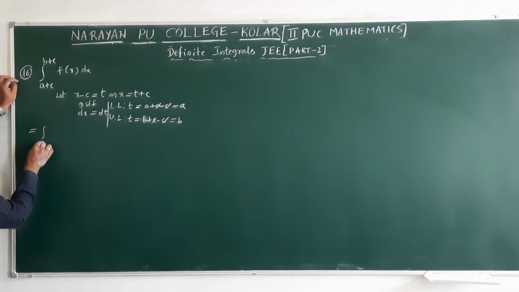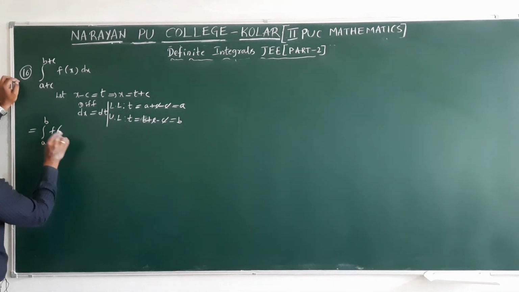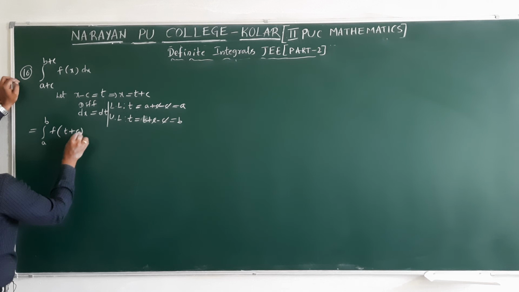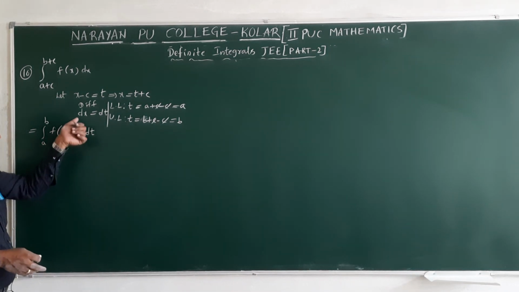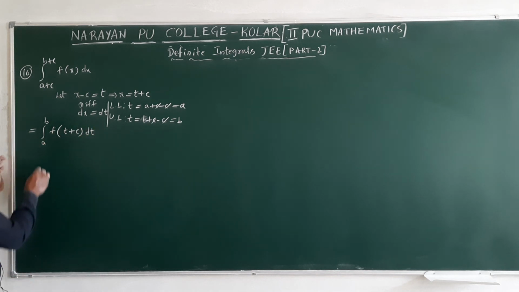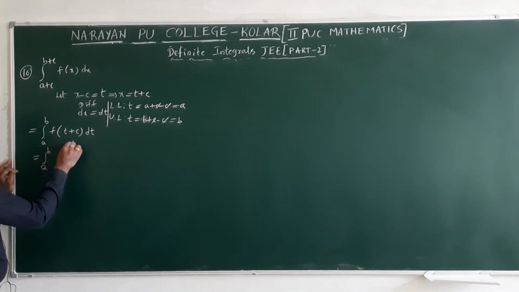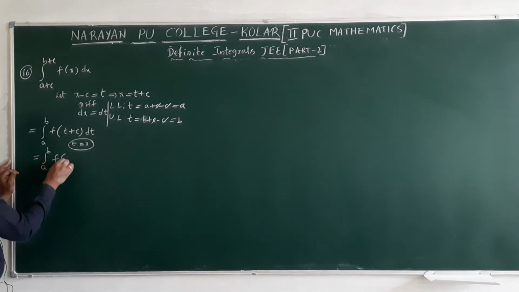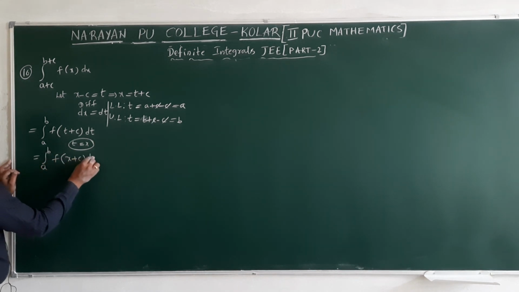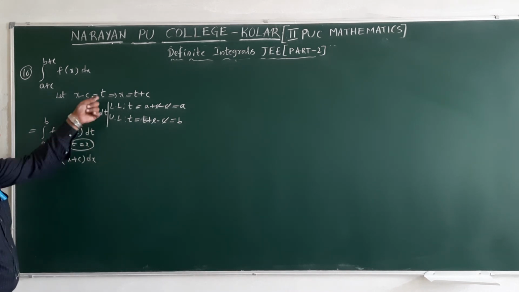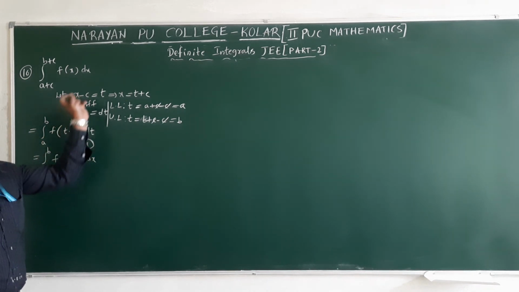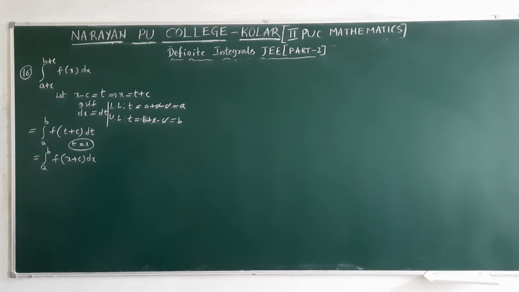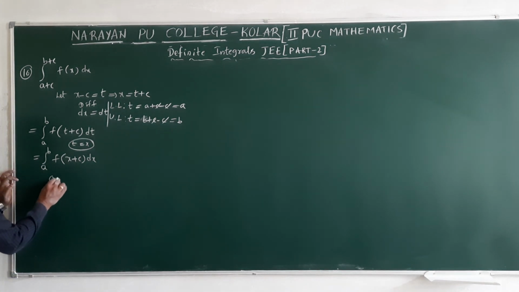Write down the values. Lower limit is a, upper limit is b, f of x means f of t plus c into dt. Now you can replace again with the symbol x only, because t is treated as a dummy variable, because dx and dt both are the same only. That's why here, integral, substitute t value in terms of x. That is, what will we get? f of x plus c, dt replaced with dx. Don't substitute again this value. This is treated as a dummy variable. Dummy variable means only the symbol will change, not substituting the original value. That is integral a to b f of x plus c dx. That is option B, the correct one.